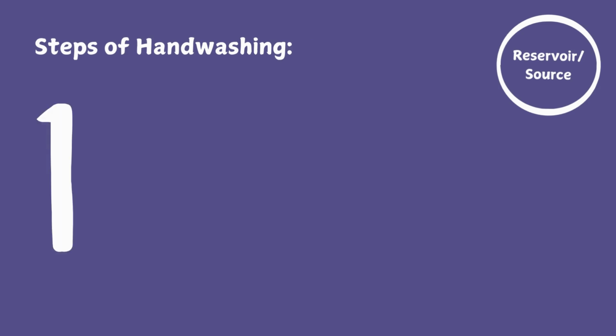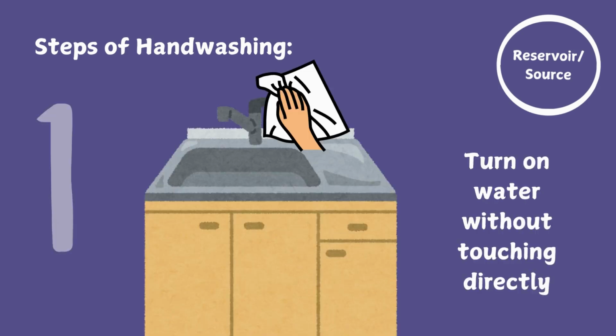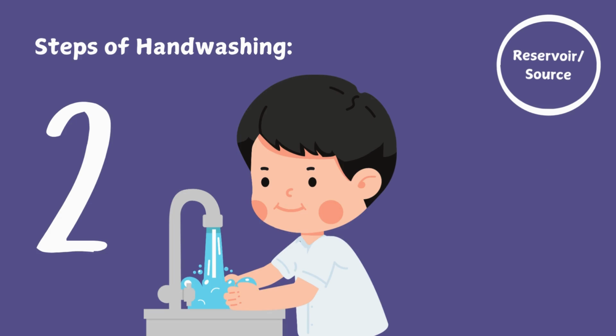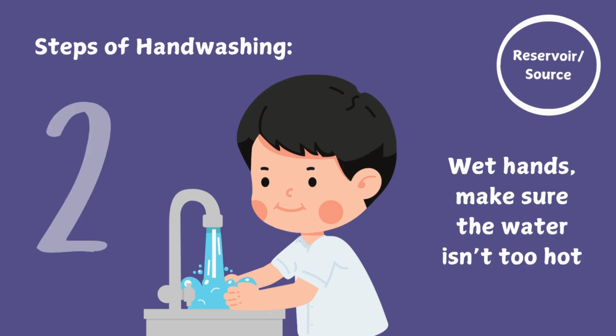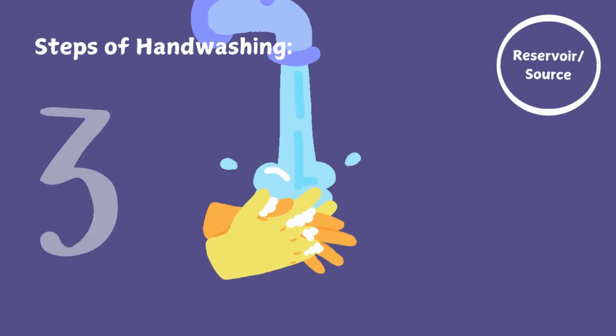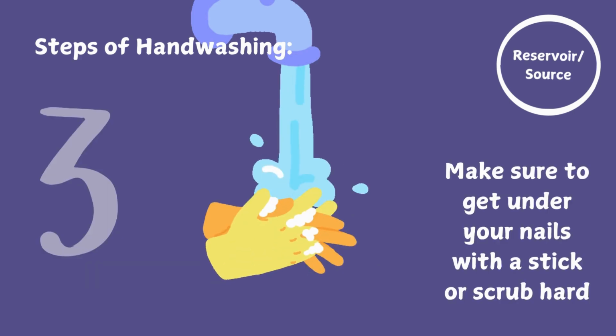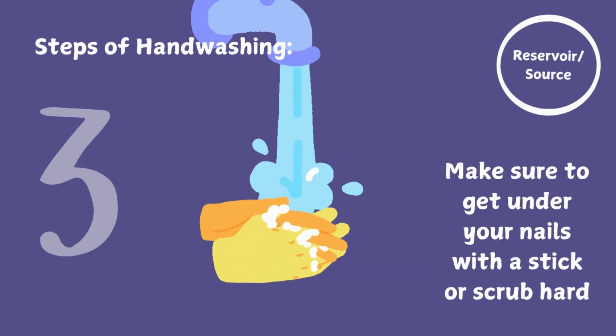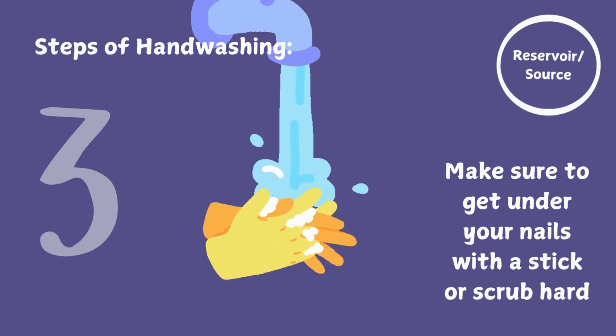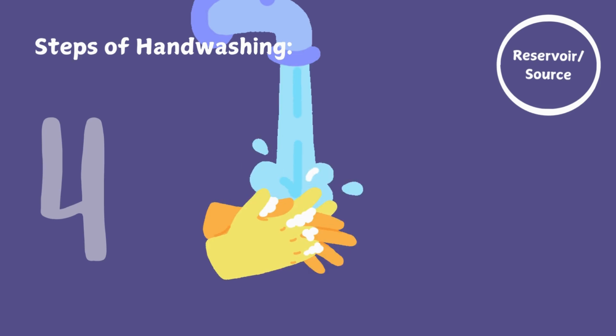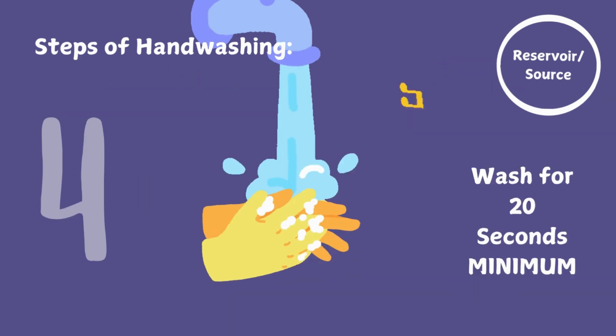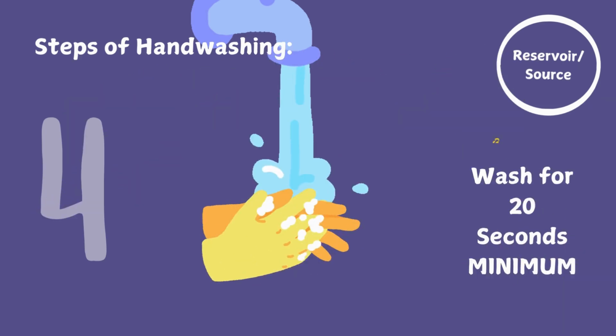1. Turn on the faucet using a foot pedal if available, or with a paper towel on the handle to avoid contamination. 2. Wet your hands thoroughly and lather with plenty of soap. 3. Scrub all surfaces of your hands, including between your fingers, the backs of your hands, under your fingernails, and up to your wrists. 4. Wash for at least 20 seconds, the amount of time it takes to sing Happy Birthday twice.